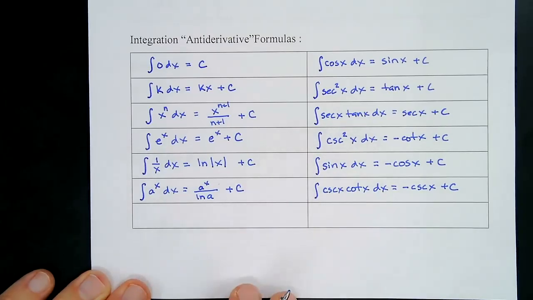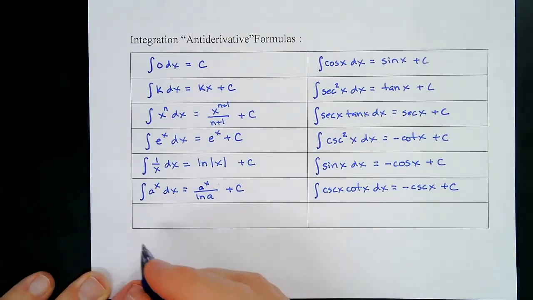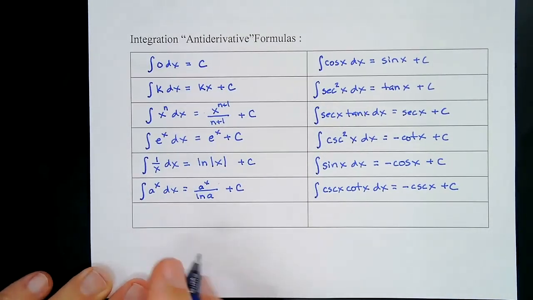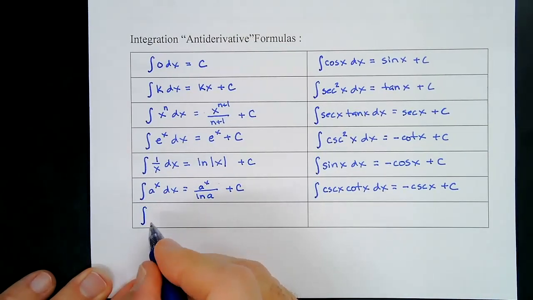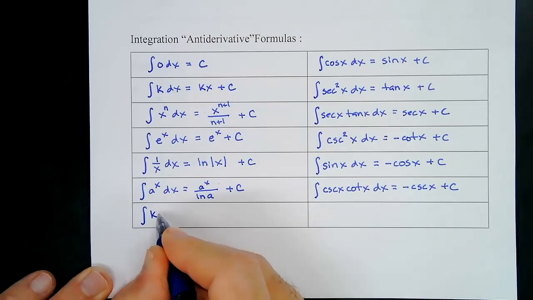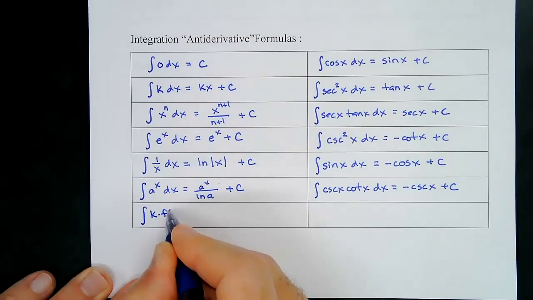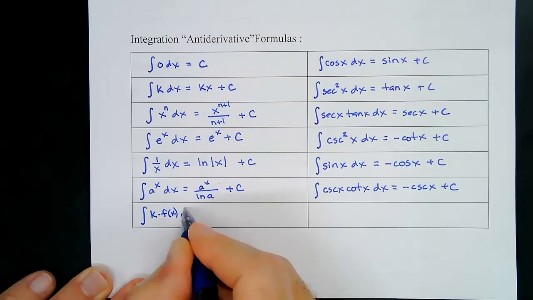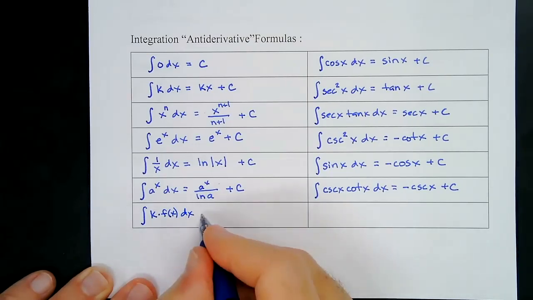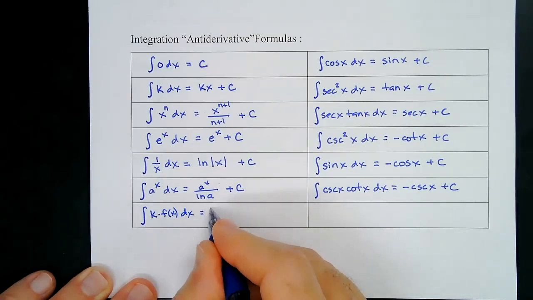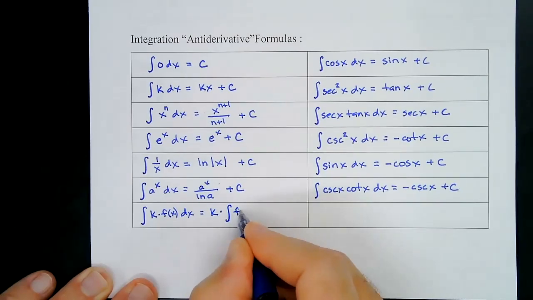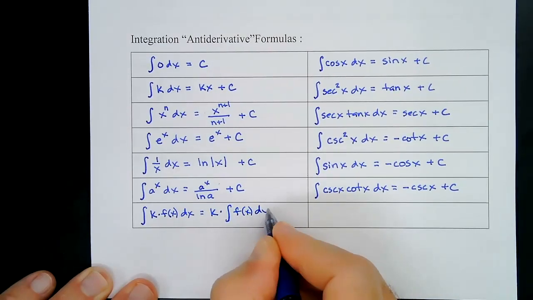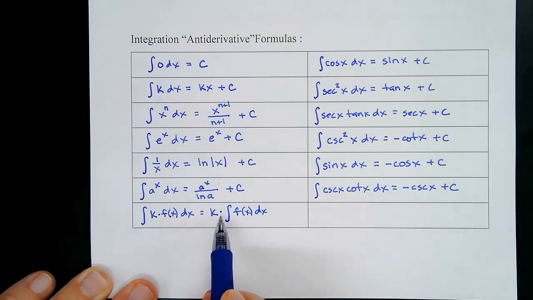Okay. And then we have the sum and difference rule, and then the constant. So if you have something like this, and we're going to use this a lot today. If you have a constant times f of x dx, just like derivatives, what we can do is bring the constant out. So k times, and then this just becomes the integral of f of x dx. So we can always pull that constant out from the integral, okay?